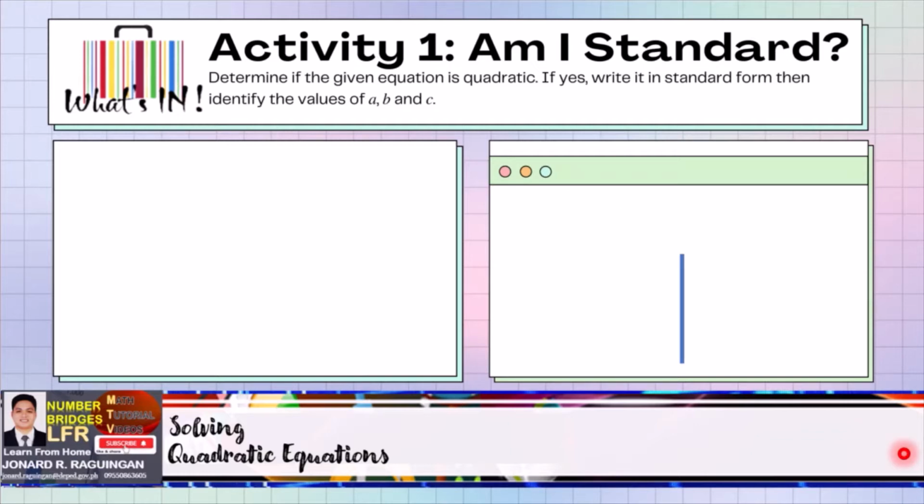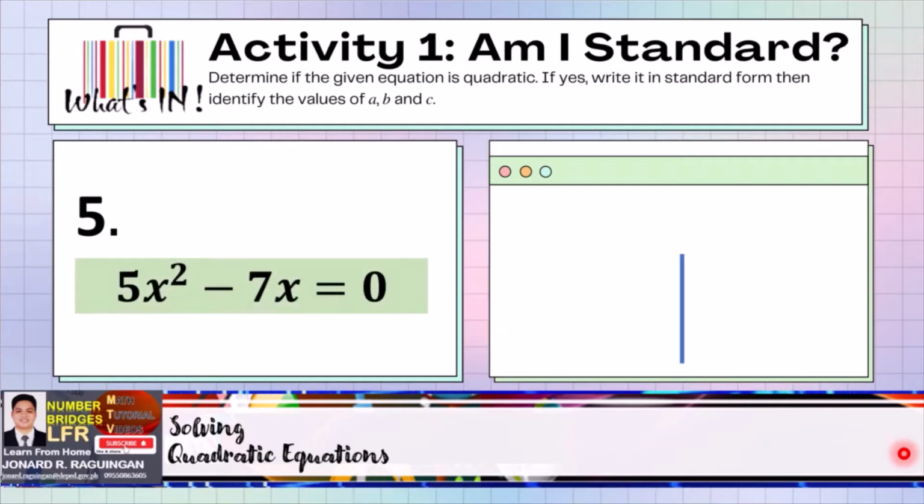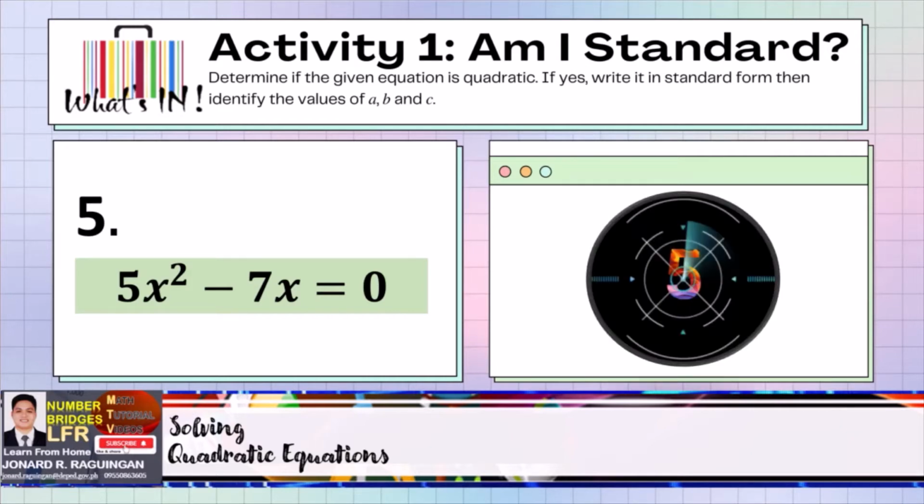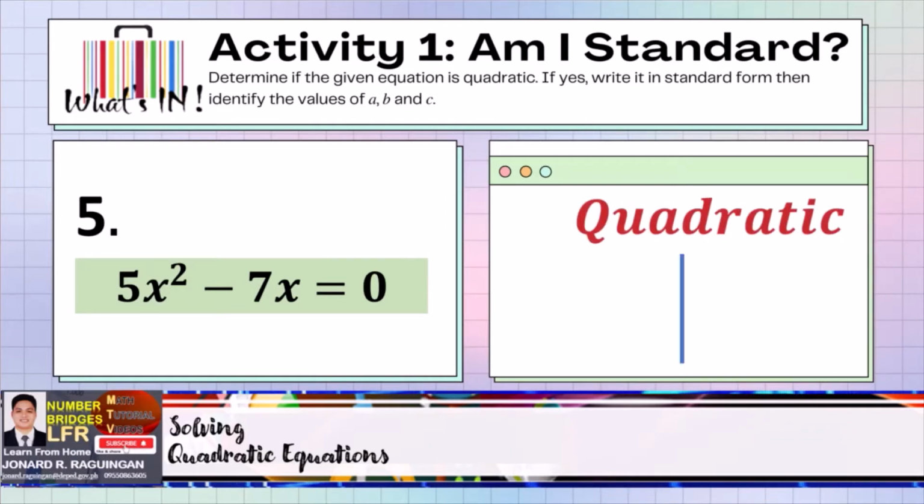For item number 5, we have 5x squared minus 7x is equal to 0. You have 5 seconds to answer that. Your time starts now. The correct answer is quadratic. Very good. You got the correct answer.